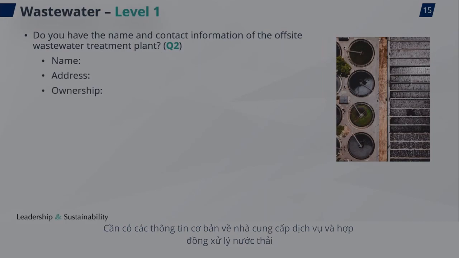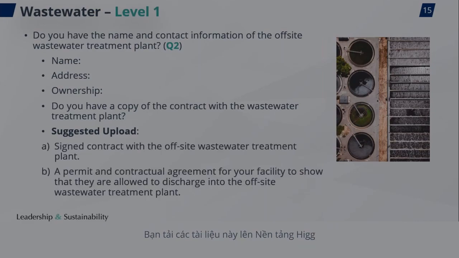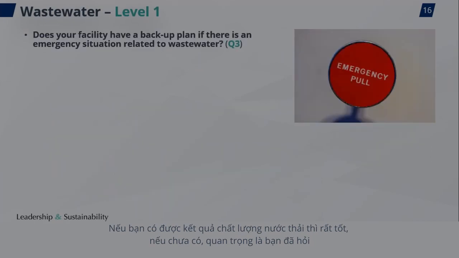So you should know the name, the address, the ownership. You should also have a copy, of course, of your contract with the wastewater treatment plant. And it would be great if you could upload this contract as well. And then if you get the result, that's great. But you don't get penalized if you don't. What is important is that you ask them for their results.